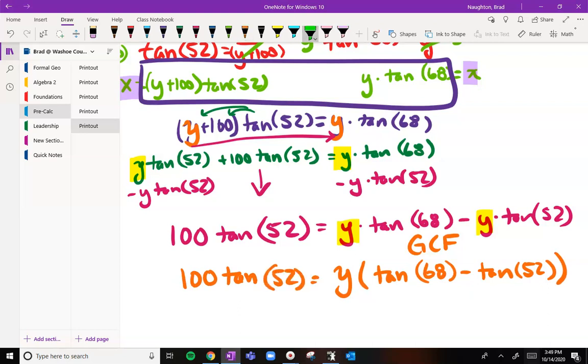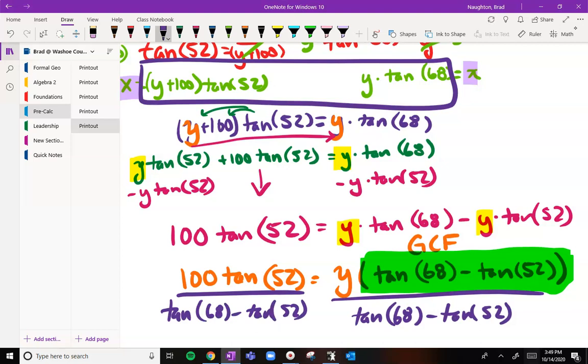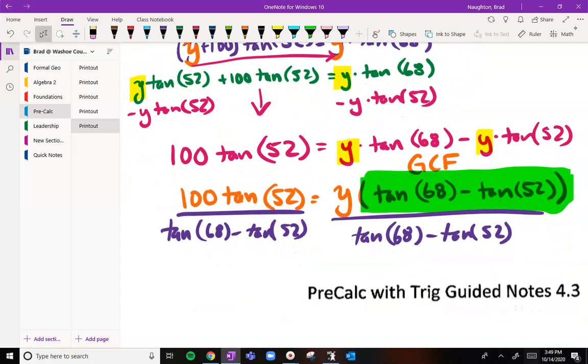So, ladies and gentlemen, this is just one giant decimal, albeit saucy. So we can divide both sides by that saucy decimal, tan 68 minus tan 52. Oh lordy, I'm already on the next page.